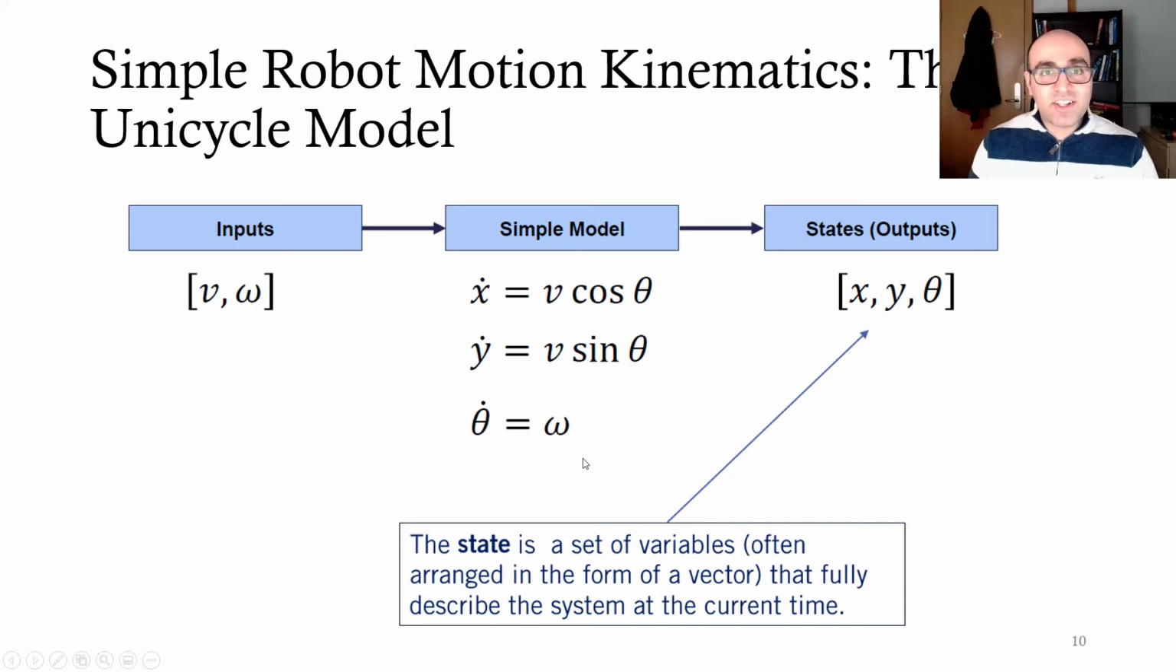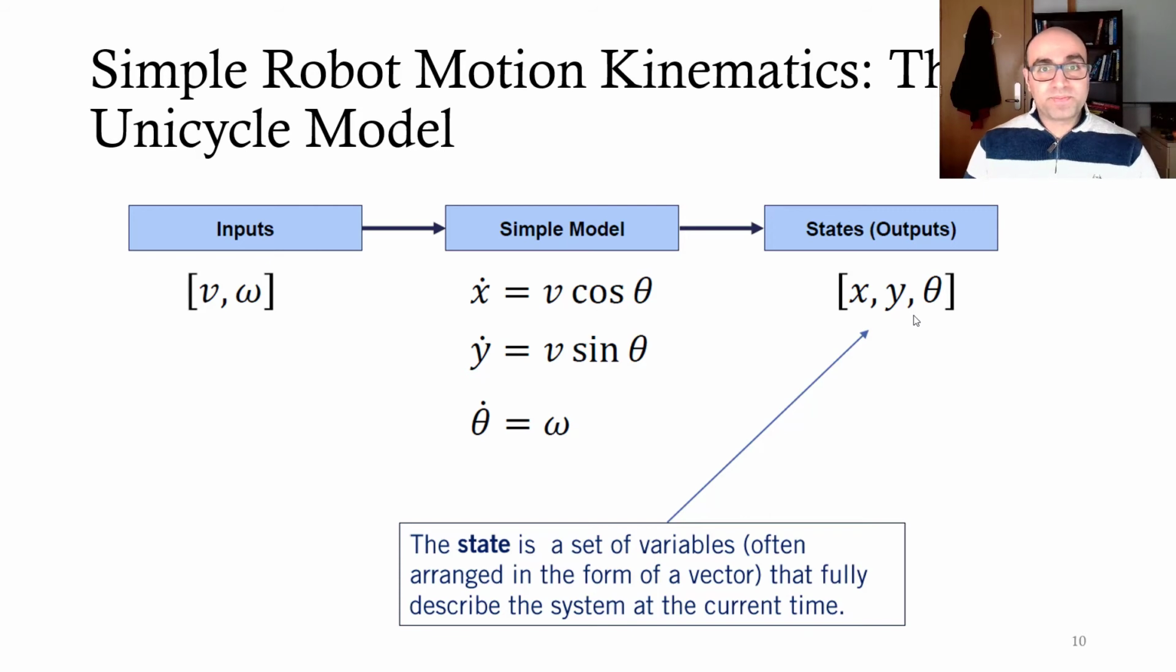All of you know what the states are. State is a set of parameters. We usually put them in a vector which fully describes the current condition or state of any system. In this kinematic model, x, y, and theta, position and orientation, were considered as the state of the robot.